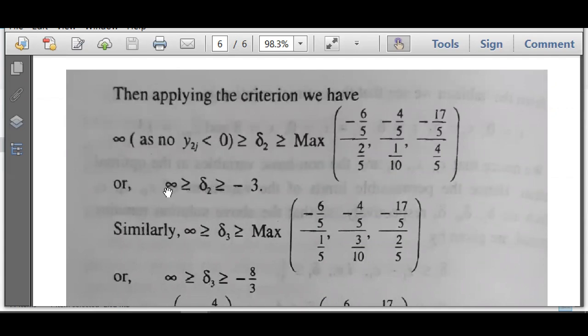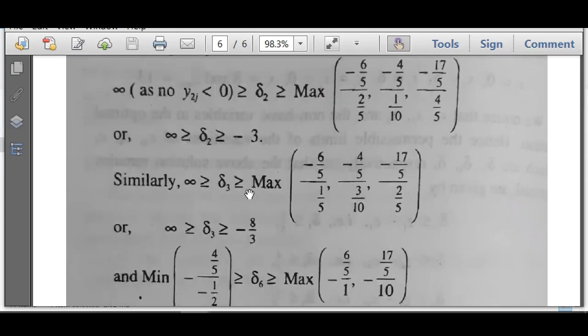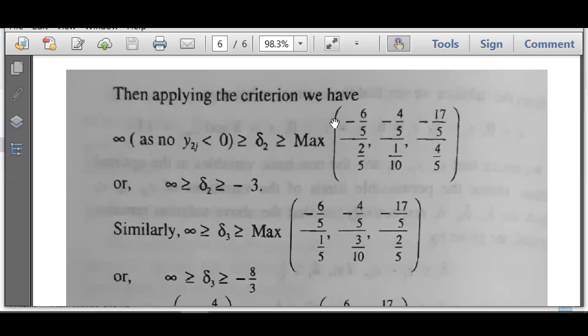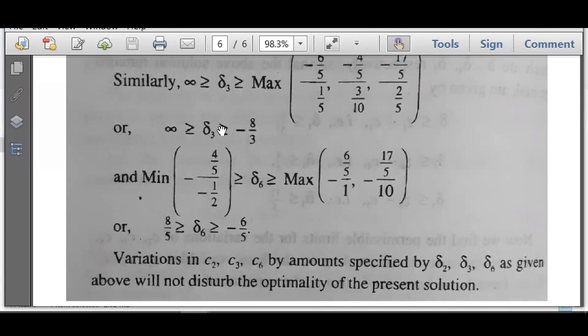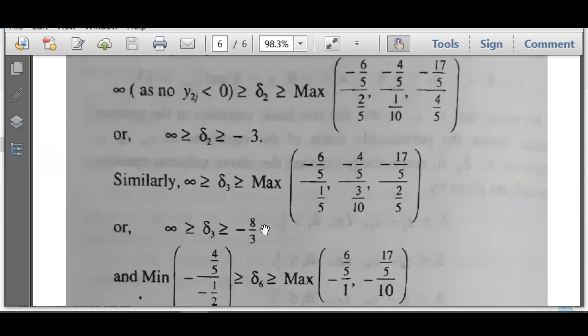So del 2 is obviously less than or equal to infinity. That means it can be extended to anything up to positive infinity, but it should be greater than or equal to minus 3. Similarly, del 3 is obtained like that. For that, we have to consider again z3 minus c3. Similarly, just as we calculated this and this, you have to check on your own how they are doing it from the table. Once you do this, del 6 and del 3, all these ranges are specified. And previously we have obtained the del i's for the other three, 1, 4, and 5. So ultimately you are getting the bound of the variation of the parameters for all the 6 cost coefficients.